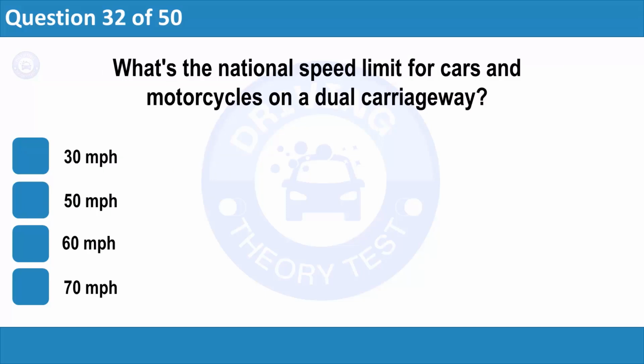What's the national speed limit for cars and motorcycles on a dual carriageway? 30 miles per hour, 50 miles per hour, 60 miles per hour, 70 miles per hour.